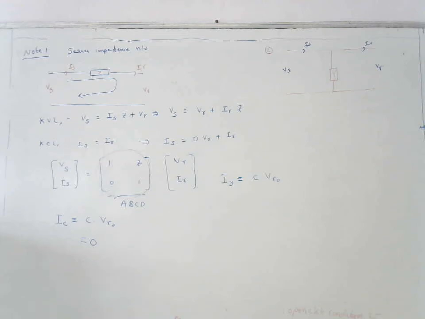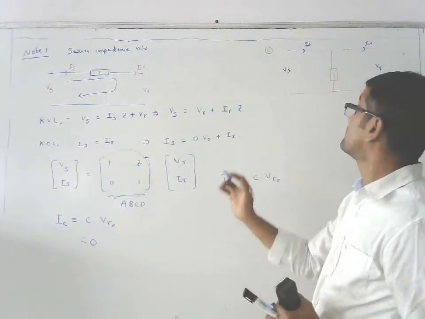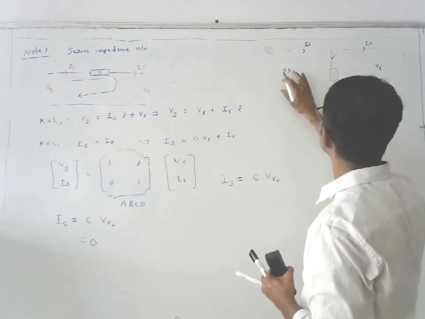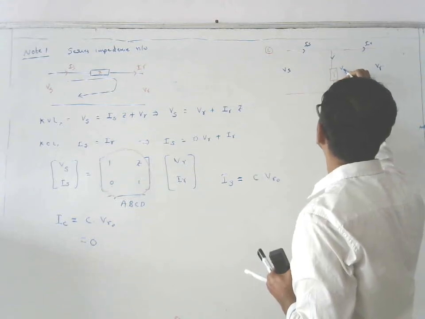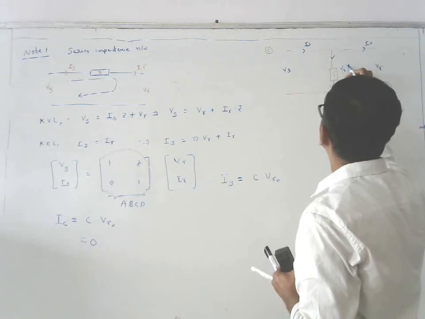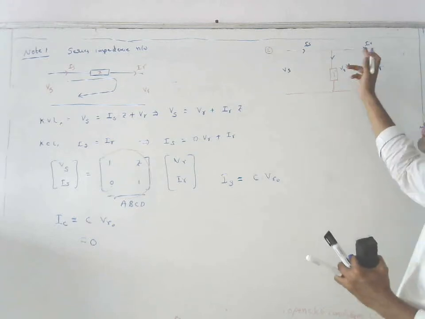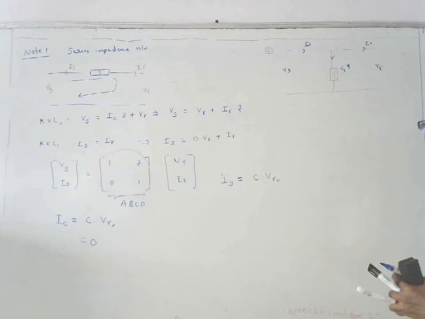So if current is flowing here, how much current will flow here? These two are connected in parallel. The current here is VR into admittance. If it is impedance, I is equal to V by Z, so 1 by Z is nothing but admittance. That's what I define it, the current flowing through the shunt path.